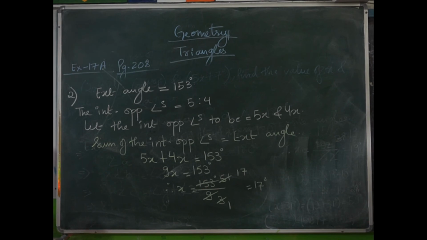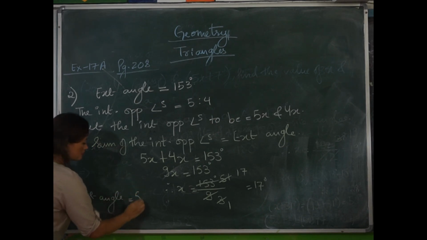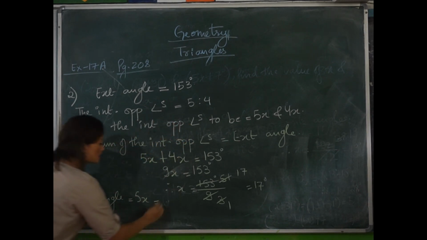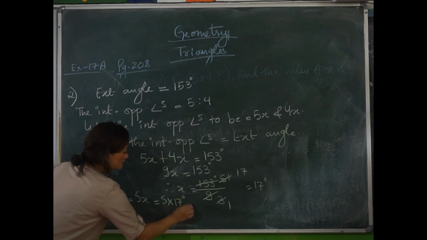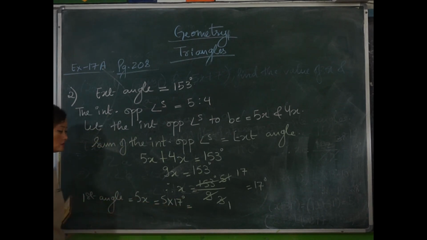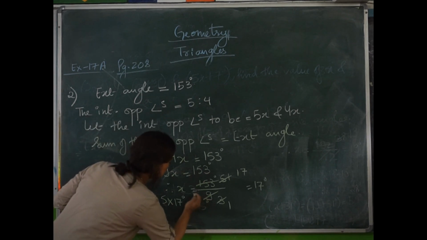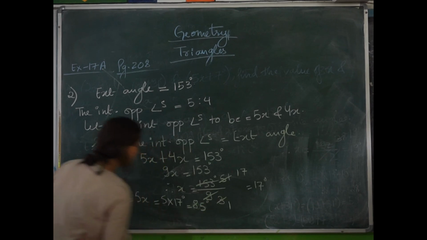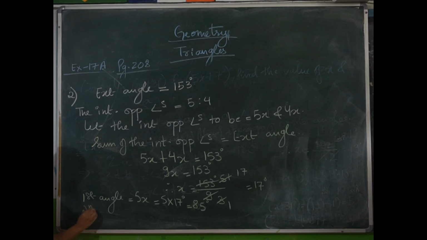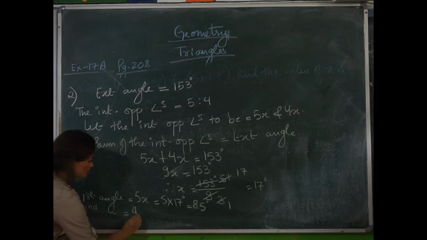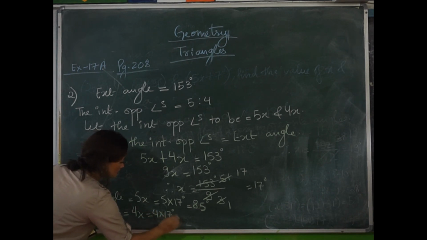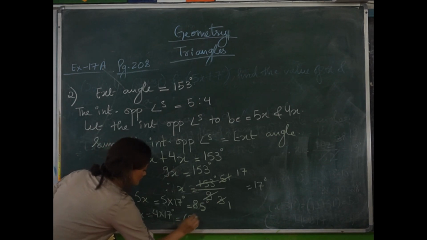The question further says, find the 3 interior angles of the triangle. That means we need to find all the 3 angles of the triangle. So the first angle, we have assumed it to be 5x. So 5 into 17. Instead of x, we just put the value, and that would be 105 degrees. Oh, sorry, 85 degrees. Your second angle is equal to 4x, which means 4 into 17, and that would be 68 degrees.